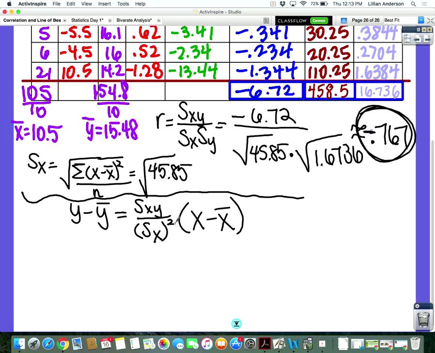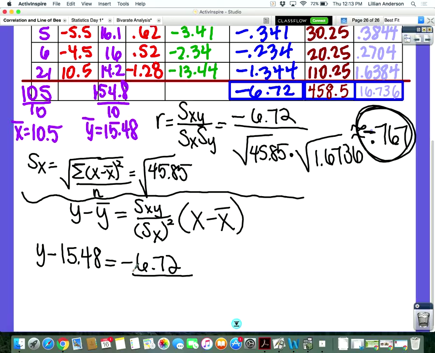Now, realize, guys, we have these answers already. We have the mean for y. It's right here. So it's going to be y minus 15.48 equals, we know what S sub xy is. That was the numerator. So it's going to be negative 6.72 over S sub x. We found that already to be the square root of 45.85.